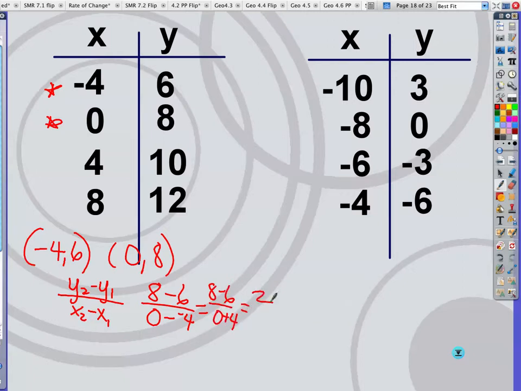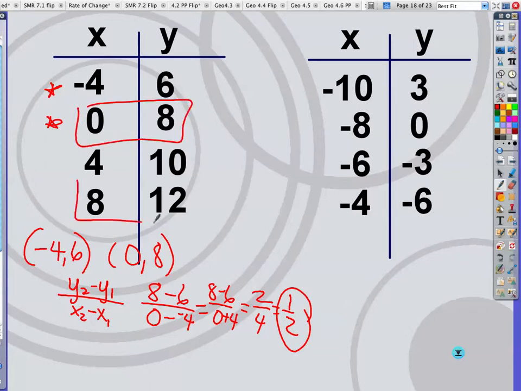8 minus 6 is 2. 2 over 4 reduces down to 1/2 because you want full credit for your slope there. And you have a slope of 1/2. Okay, and if you check it with any other 2 points, you could pick this one and this one if you wanted. 12 minus 8 is 4. 8 minus 0 is 8, so you would have 4 over 8, which is 1/2. So that would work as well. I want you to be aware you can do it like that.